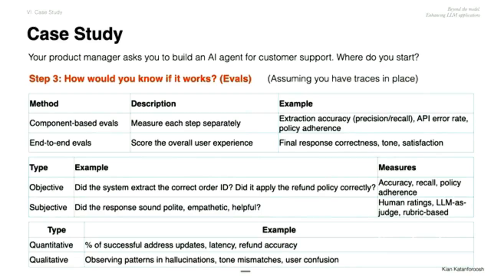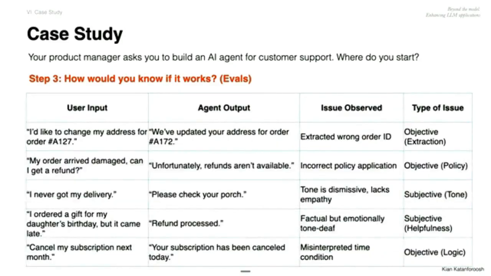And then finally, qualitative: you might do some error analysis and look at where the hallucinations are, where the tone mismatches are, whether the users are confused and by what they're confused. That would be more qualitative, and typically it would take more white glove approaches to do that. Okay, so here's what it could look like. I gave you some examples, but you would build evals to determine objectively, subjectively, component-based, end-to-end based, and then quantitatively and qualitatively where your LLM is failing and where it's doing well.